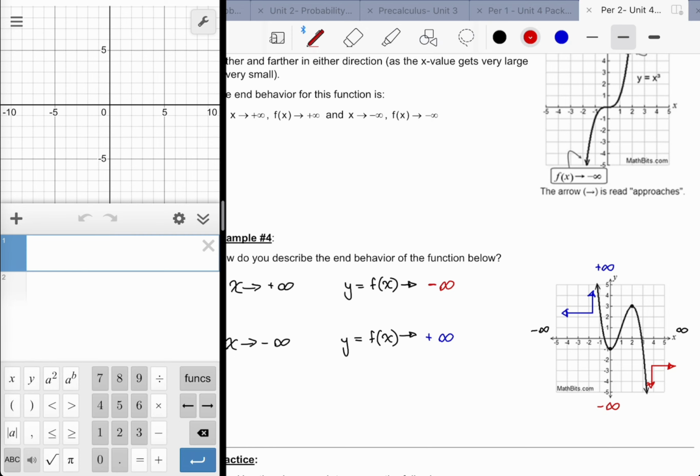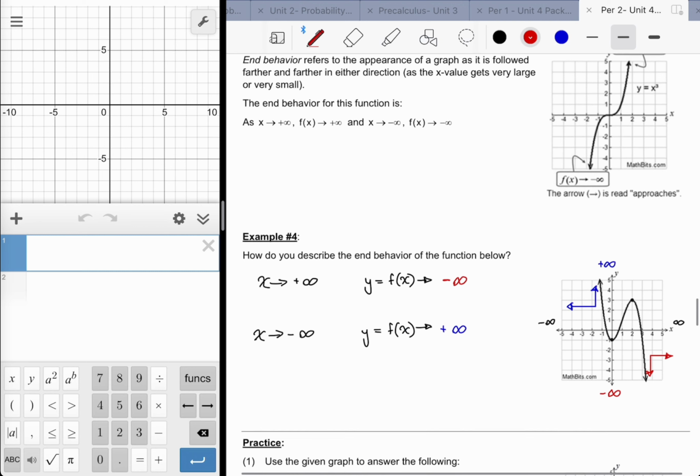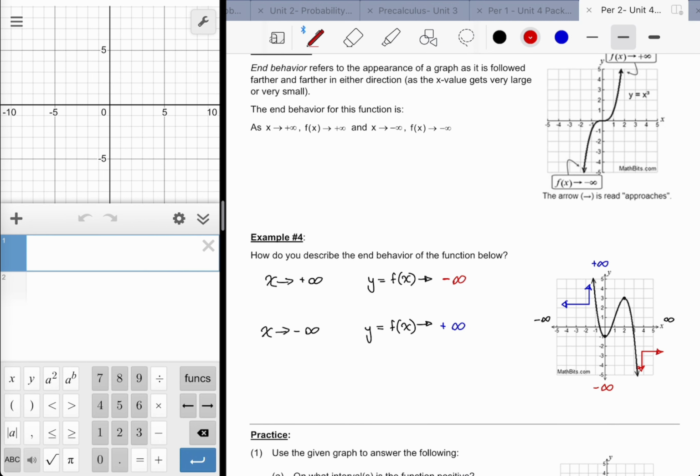And so that would be my end behavior. It's infinite in both regards. It's just a question of what kind of infinity. If it's going up, it's going to positive infinity. If it's going down, it's going to negative infinity. And that's really all there is to it.